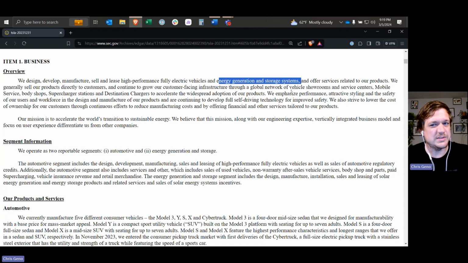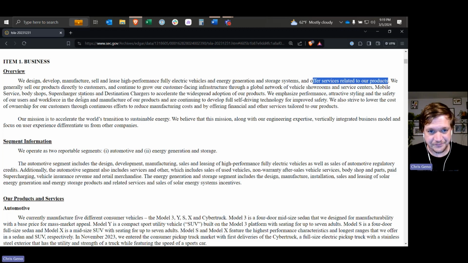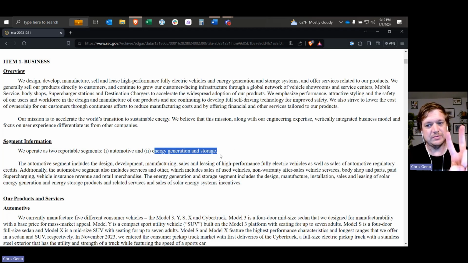It's the batteries for the cars, but that's not the only thing. And they offer services related to those products. That's their supercharger stations. They also do solar energy, and so there's additional information about the business that you can generate here. See, they've got automotive and energy generation and storage. So they have two main business segments. They're looking at their business as two main components, an automotive component and an energy generation and storage component. And so this is the solar chunk, and this is the car chunk.